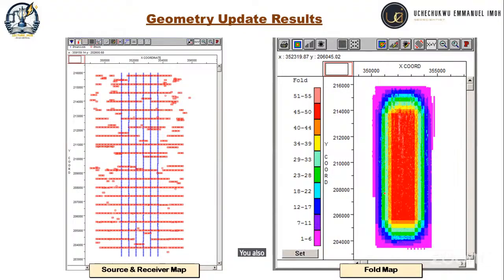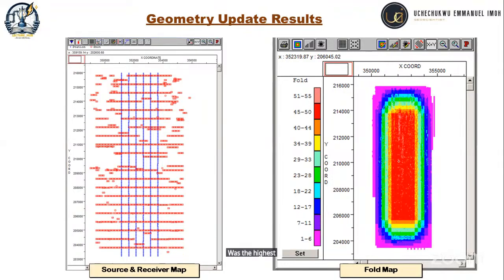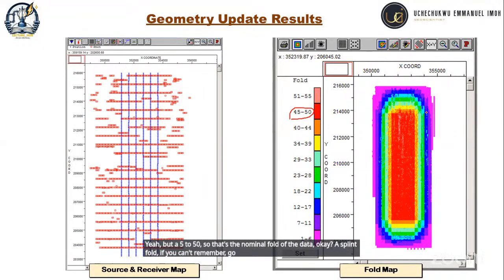You also get a fold map. So if you're looking at this data, can anybody tell me what the highest fold in this data is? Like I explained fold a lot during our acquisition. What's the highest fold number within this data? 50, around 51 to 55. Wait, let me see. No, around 45 to 50. Yeah, 45 to 50. So that's the nominal fold of the data. Okay, I've explained fold. If you can't remember, go back to the last slide I sent. So you get a fold map like this of the survey area.